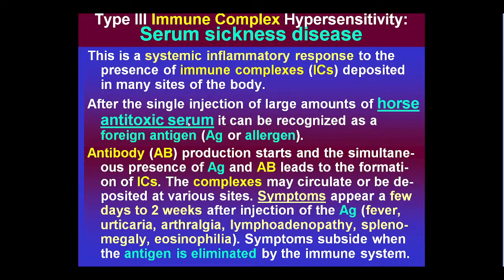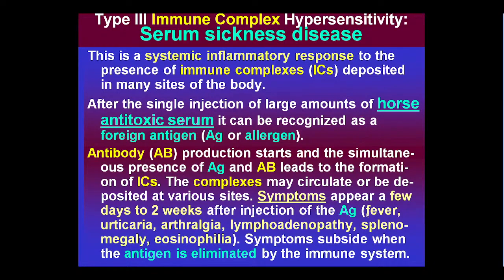This foreign antigen circulates in the blood and stimulates synthesis of antibody, and 4 or 5 days after injection of the horse antibody, anti-horse immunoglobulins appear in the human organism. Our antibody is against these horse antibodies. Antibody production starts, and the simultaneous presence of antigen and antibody leads to the formation of immune complexes circulating in the blood. The complexes may circulate or be deposited at various sites. Symptoms appear a few days to 2 weeks after injection of the antigen.